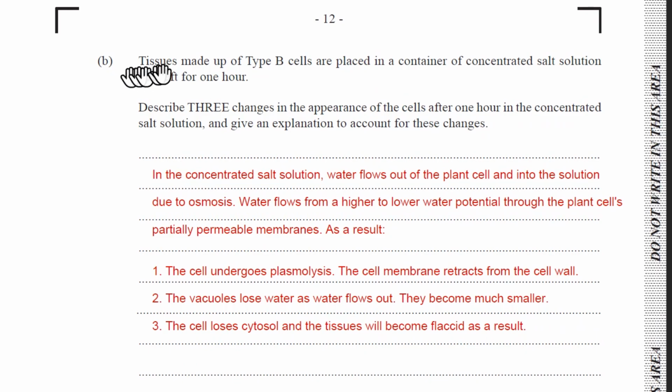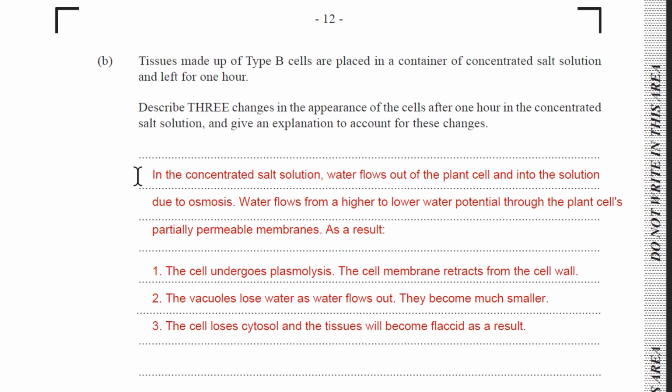Alright, so B, tissues made up of type B cells as plant cells are placed in a container of concentrated salt solution and left for 1 hour. Remember, a concentrated solution would have very, very few free water molecules, so this is said to have a low water potential. Describe 3 changes in the appearance of the cells after 1 hour in the concentrated salt solution and give an explanation to account for these changes.